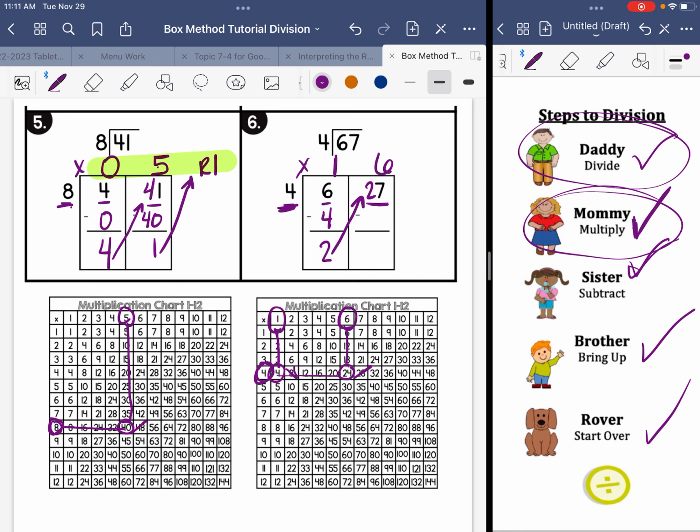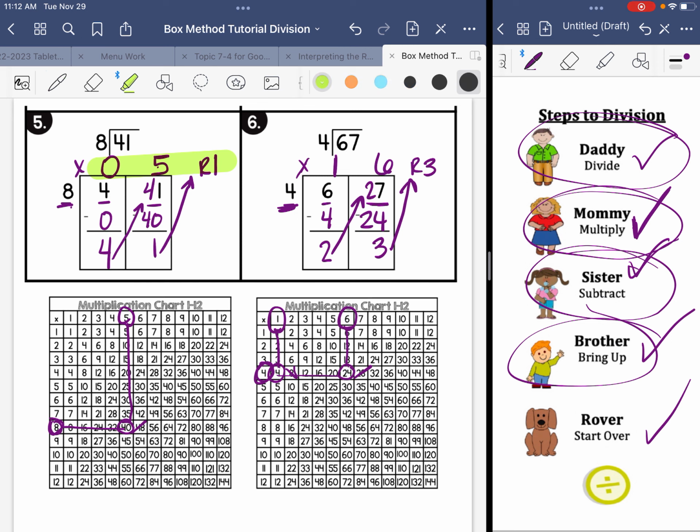Now we can do Mommy Multiply. What are we doing Mommy Multiply with? The 6 we just put on top with your divisor. 6 times 4 equals 24. 27 minus 24 equals 3. Brother, bring up the 3, remainder 3. So we have 16, remainder 3.